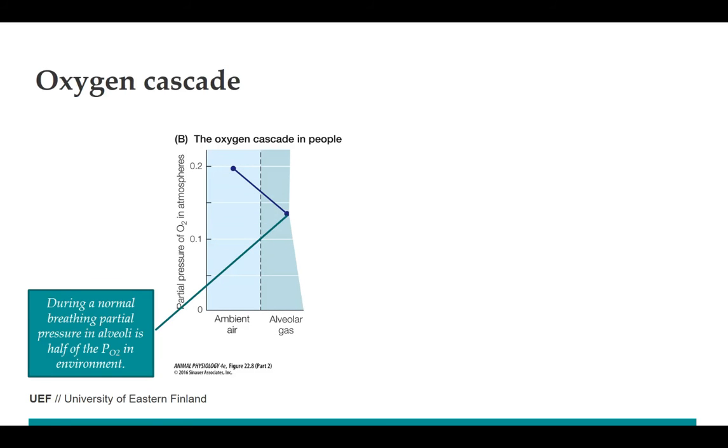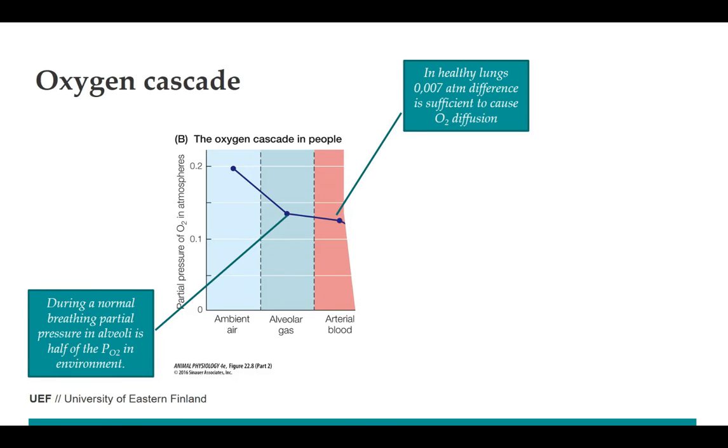During normal breathing, the partial pressure of oxygen in the alveoli is about half of the partial pressure of oxygen in the environment. So we have less oxygen available in our lungs than in the surrounding air. But because diffusion only works over quite short distances, and we have quite high hemoglobin, the oxygen in the arterial blood has almost the same partial pressure as in the lungs. So a very tiny partial pressure difference is sufficient to get the oxygen uptake from the lungs.